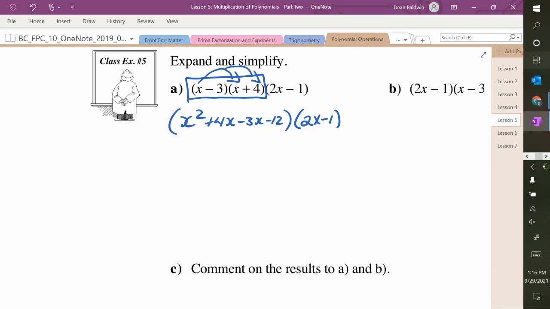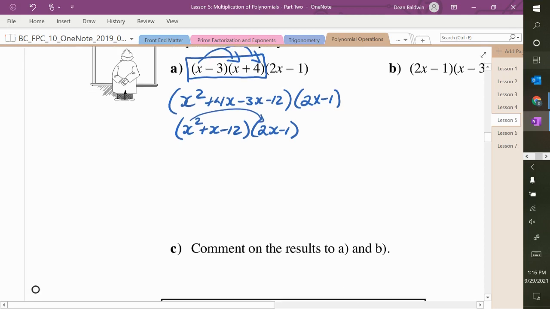I would simplify what's in those brackets first. So what can I combine? To get positive x. Now what do I do? Do it again.